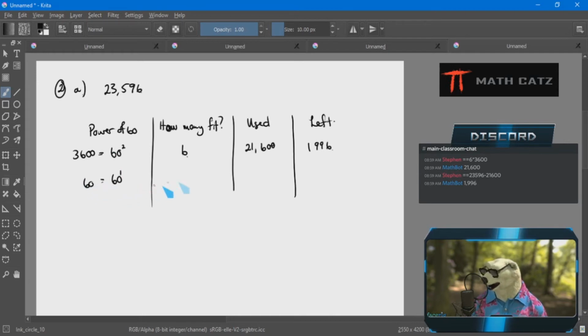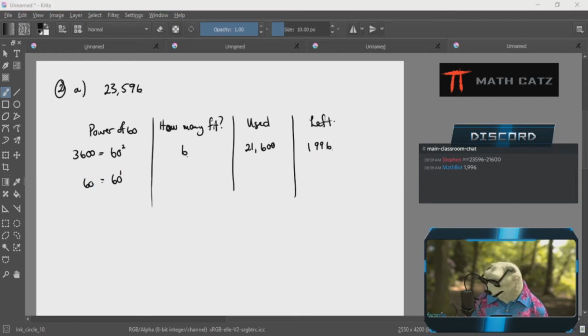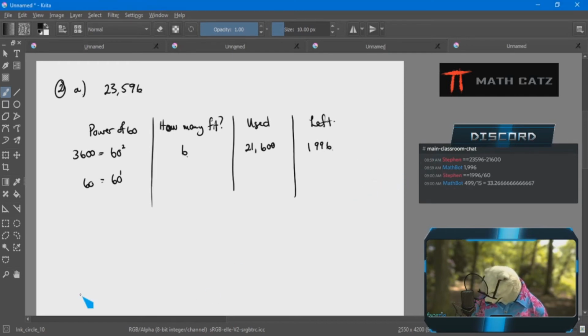How many 60s can fit in what's left? Maybe you can do it in your head, maybe you can't, it doesn't matter. I will show it on the chat anyway. So 1996 divided by 60. And I get 33. 33 60s can still fit in what's left.